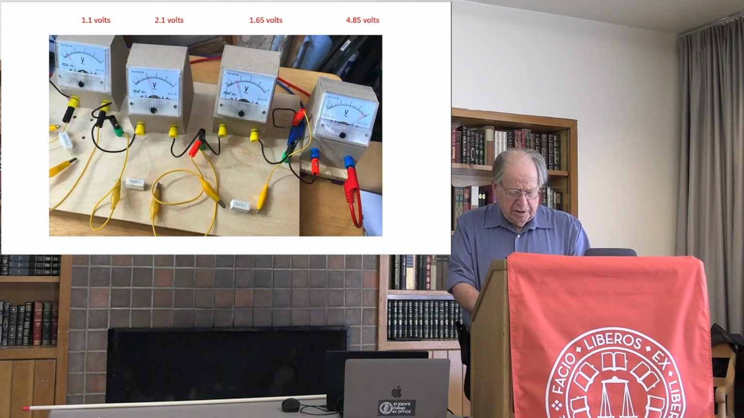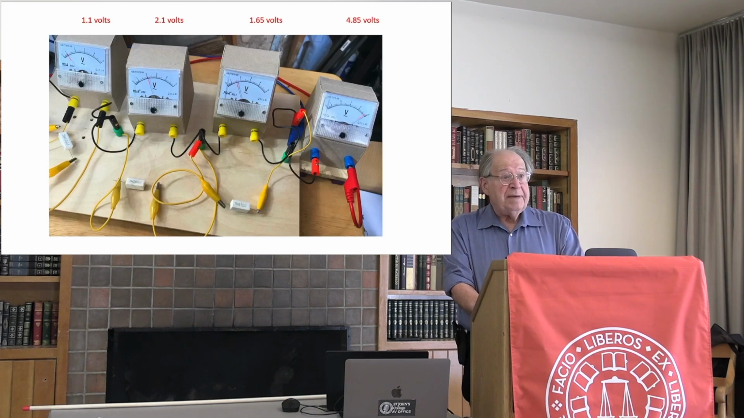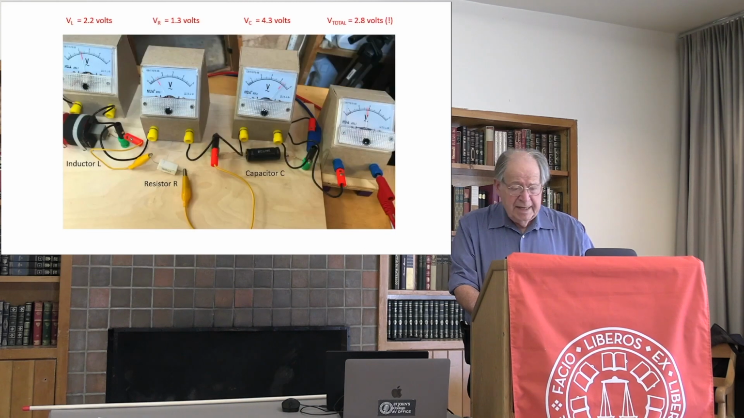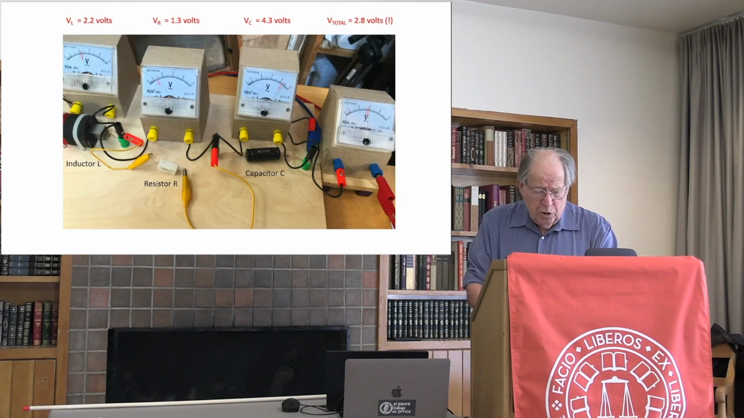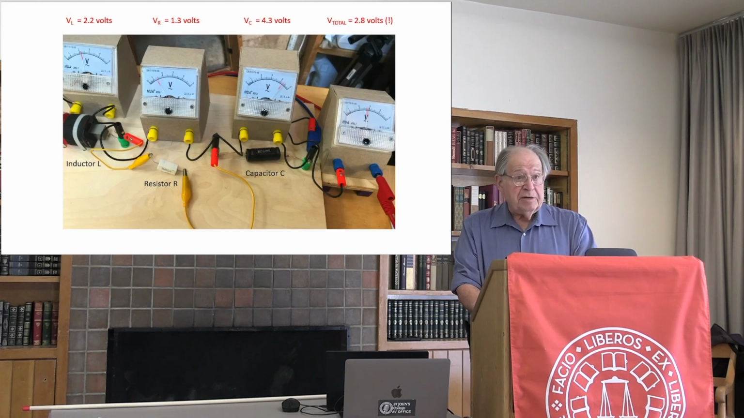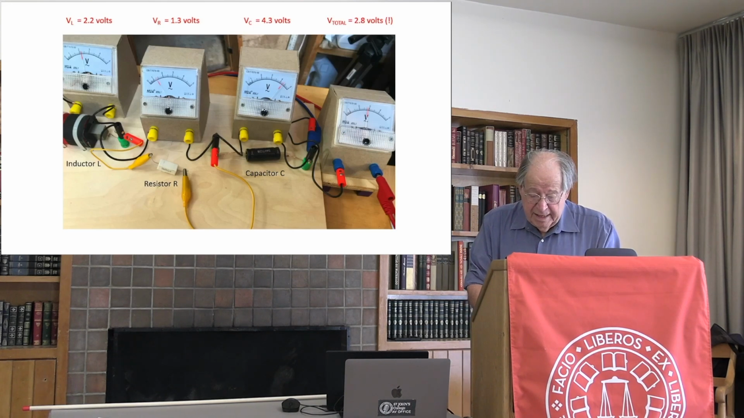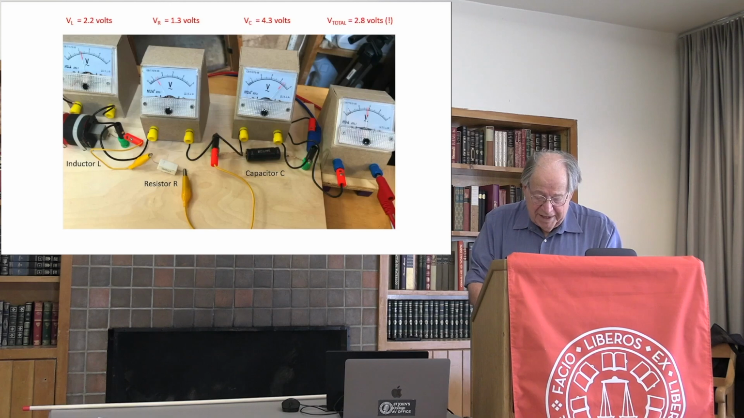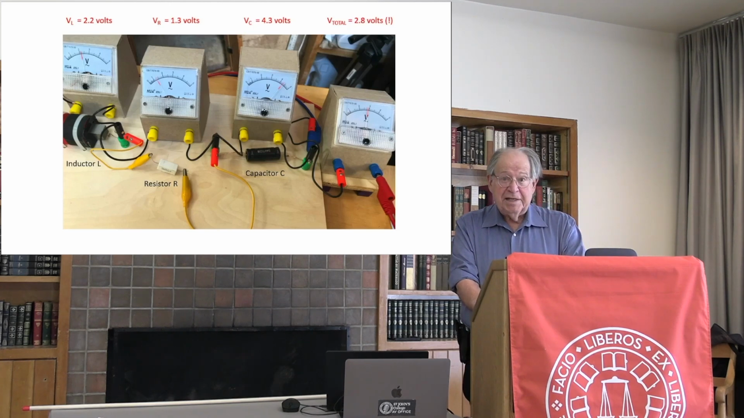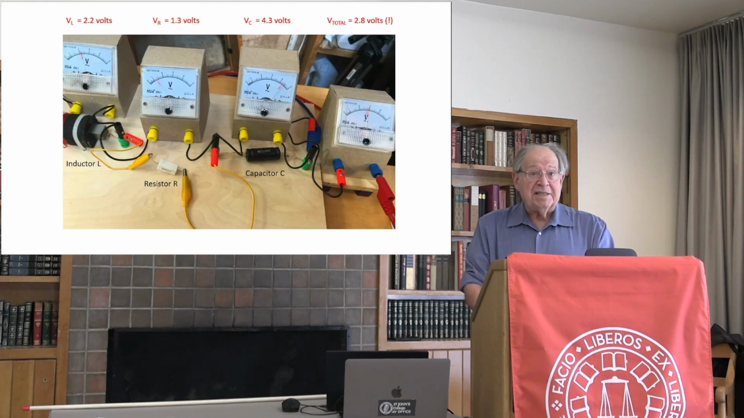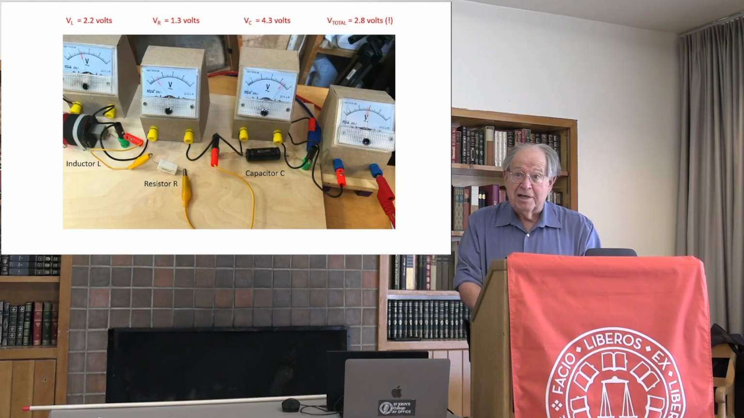Let us now see whether a resistor, an inductor, and a capacitor in combination behave the same way. Here is the same setup as before, only I have now replaced the left-hand resistor with an inductor and the right-hand resistor with a capacitor. But the 3 meters on the left register 2.2 volts, 1.3 volts, and 4.3 volts respectively, while the meter on the right reads only 2.8 volts. The voltage across all together does not equal the sum of the 3 voltages separately.